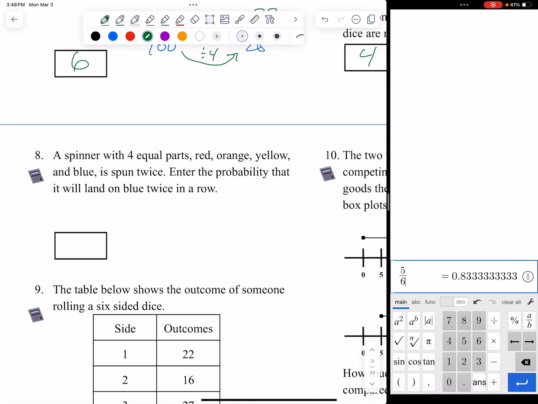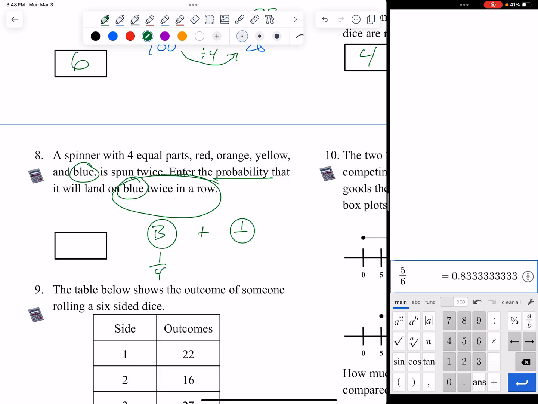All right, number 8. A spinner with 4 equal parts, red, yellow, orange, and blue, is spun twice. Enter the probability that it will land on blue twice in a row. So here's the kicker. I'm going to spin it the first time. Then I'm going to spin it the second time. So for the first time, I'm going to get blue. So there are 4 equal parts, red, orange, and blue. So for my blue, it was 1 out of 4.